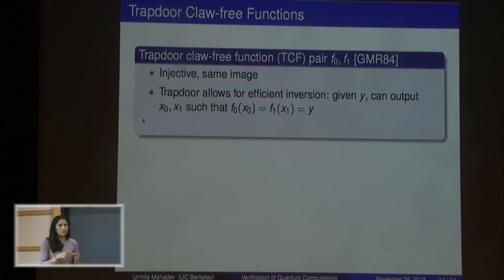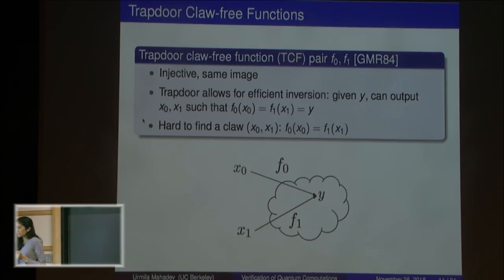So it can produce the two pre-images of any image y. And now there's a claw-free property, which says that without the trapdoor, it is computationally difficult to find a claw. So if a machine does not have access to the trapdoor, it can't find any pair of pre-images x0 and x1 which map to the same point. The reason it's called claw-free is because these two pre-images are referred to as a claw. So claw-free means that a machine which cannot break it cannot find a claw for any image y. And I'm going to assume the existence of a trapdoor claw-free function pair which is secure against quantum machines. So a quantum machine cannot find a claw.